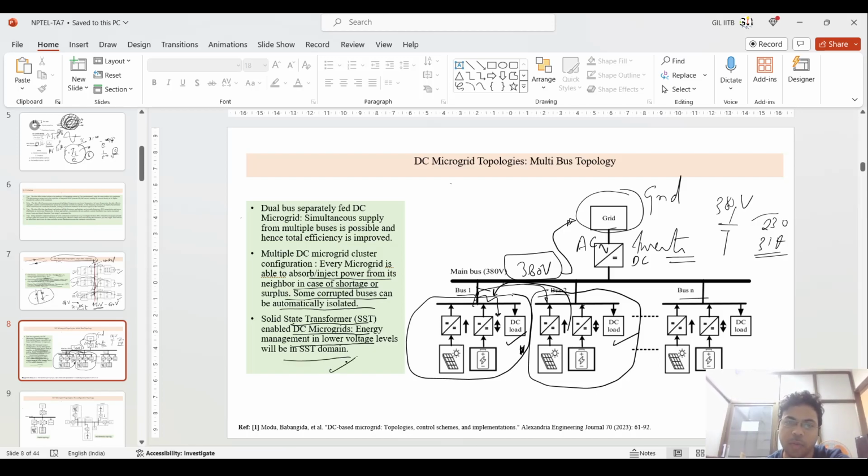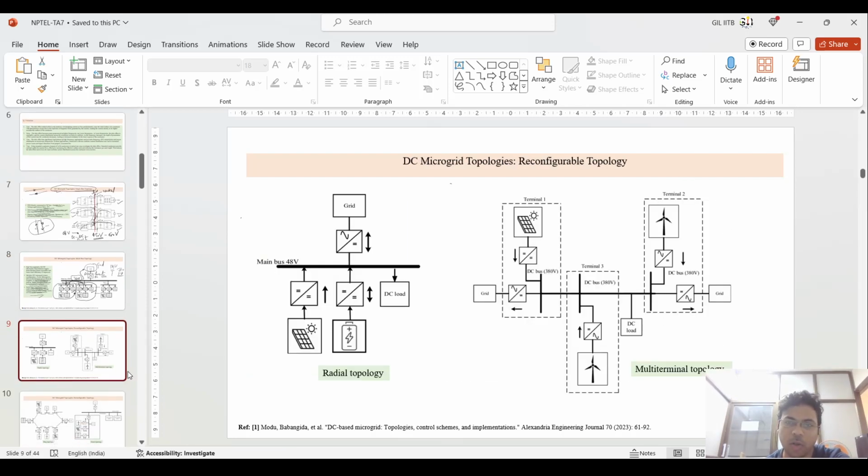That is also an important point. Coming to the other topologies, if you see this topology, this is the reconfigurable topology.